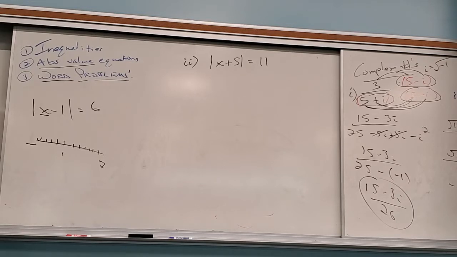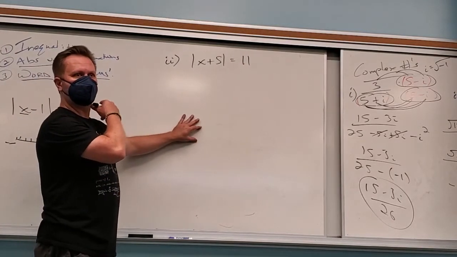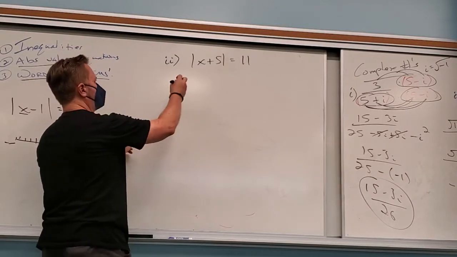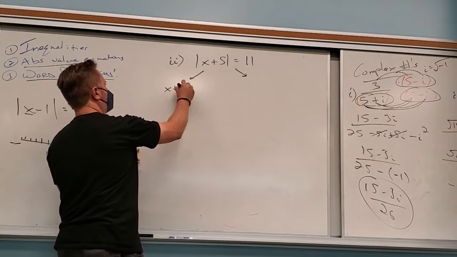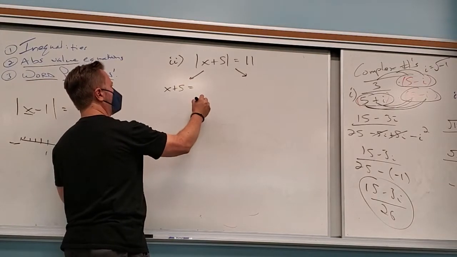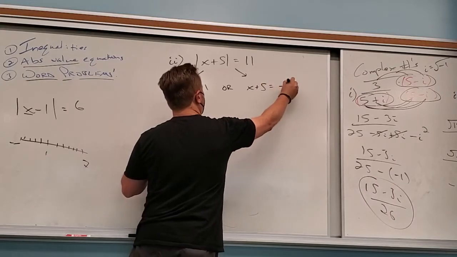Some of you guys are definitely not trying this, but it's up to you. I would suggest you should try it. So what's the first step here? Split the equation into 2 equations. Yes. So I could either have the inside equals 11 or the inside equals negative 1.